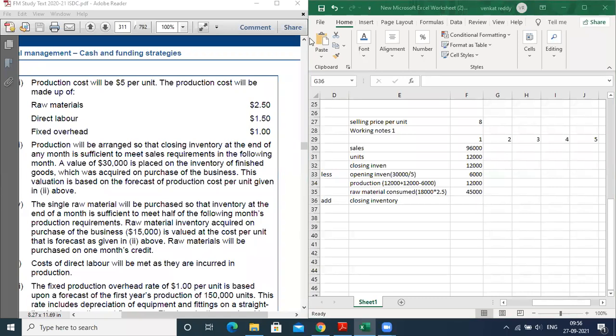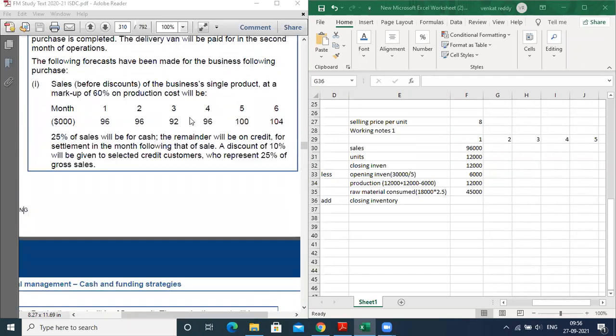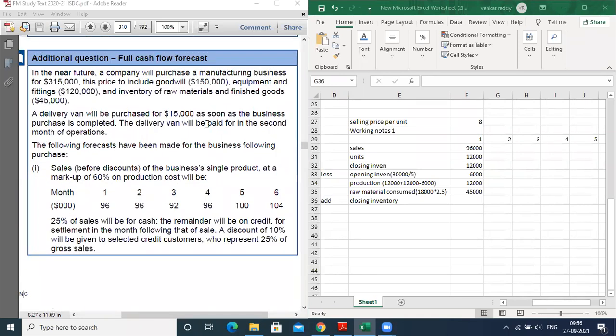Naina, do you want me to give a quick overview? Okay, just give me 5 minutes. So here they gave information. The company is planning for a manufacturing business with $3,15,000, meaning they purchased the business for $3,15,000, and this includes a goodwill of 1,50,000, equipment and fittings of 1,20,000, and an inventory of raw material of 45,000.